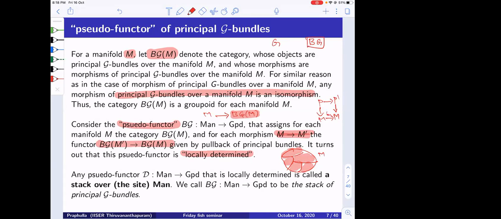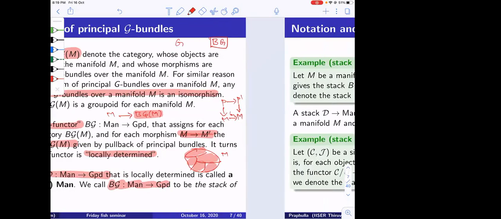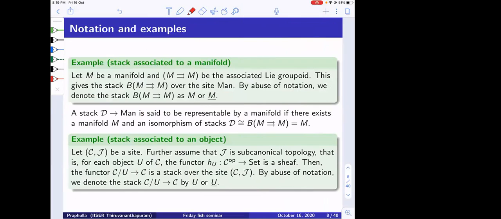So it turns out that this functor is also locally determined. Any pseudo functor that's locally determined, we call it a stack. So we call this a stack, and as I said before, this BG is a locally determined functor. So we call this the stack of principal Lie bundles. Now let me give some notation and some examples of stacks over the category of manifolds.